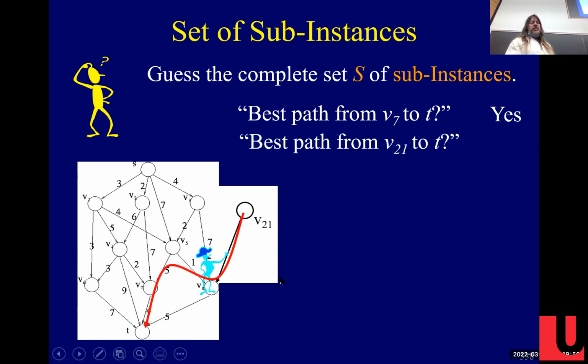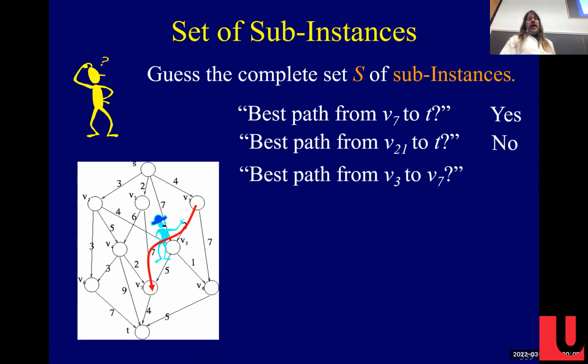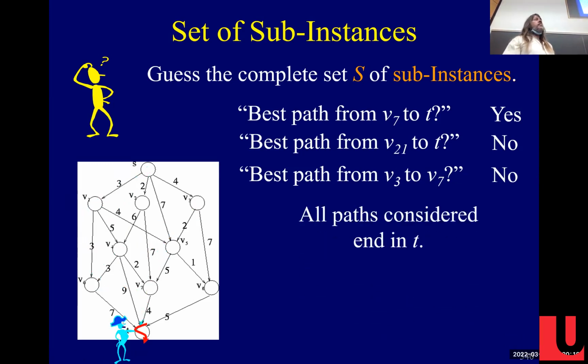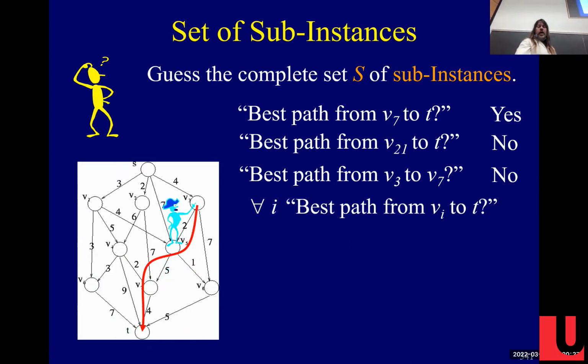But what about this sub-instance? Will it ever come up? No, because this node just wasn't part of our graph. I just stuck that in. It's never going to come up. And what about this sub-instance? Here's a tricky one. Are we ever going to need a shortest path from V3 to V7? Yeah, we're not. Why? Because all our paths end in T, or if you go the other direction, they always begin in S. So these are our sub-instances.